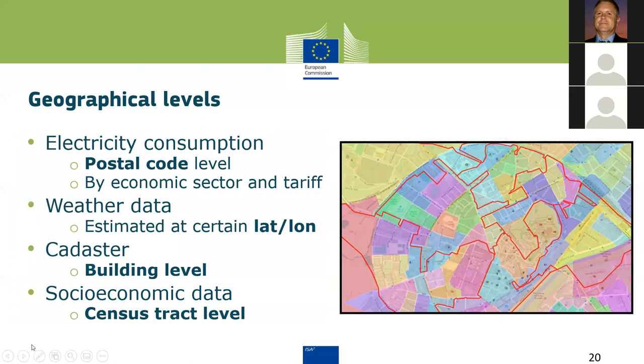Basically, the electricity consumption that we are using in this validation is at the postal code level, and it's also split by economic sectors and tariffs. The weather data is estimated by certain latitude and longitude, so we use the centroid of each postal code in order to obtain the weather data. And the cadastral data is at building level, so we are using the Inspire harmonized data from the National Cadastre. And the socioeconomic data is at a census tract level, so we have a good definition of this data at urban levels. Okay, go next.